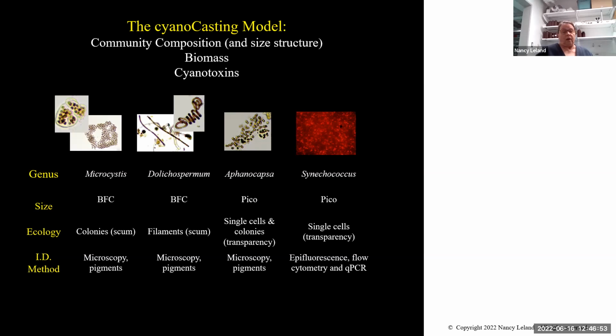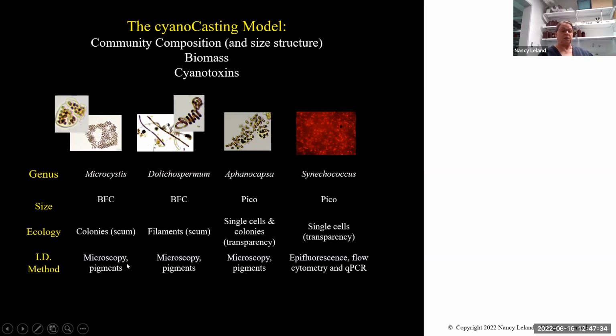So as an overview, what I'm showing you here are the different genera that we typically find and have found out in Martha's Vineyard. Microcystis is very common, Dolichospermum, Aphanocapsa, and Synechococcus. The Microcystis and Dolichospermum tend to be the bloom-forming cyanobacteria, so they're quite large. Colonies tend to be floating and buoyant. The Aphanocapsa and Synechococcus are the picocyanobacteria, so they tend to be quite small. And as I said, we have colonies, filaments, and single cells as well.